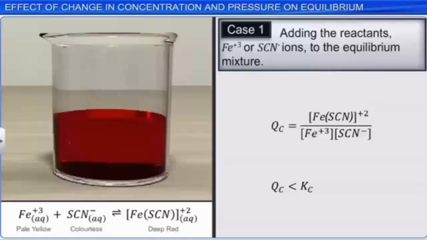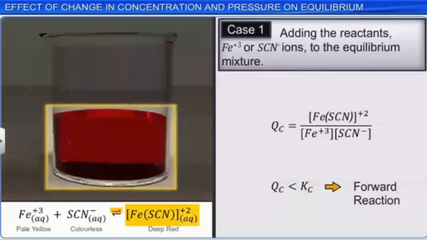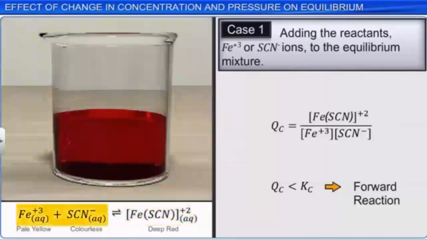You have already studied that when Qc is less than Kc, the reaction proceeds in the direction of formation of products. That means the reaction proceeds towards the formation of FeSCN²⁺ ions. This is the reason why the solution becomes dark on the addition of more Fe³⁺ or SCN⁻ ions. Hence, in general, we can say that increasing the concentration of any one of the reactants always favors the forward reaction.